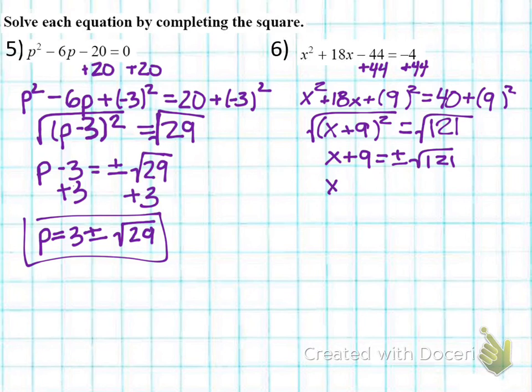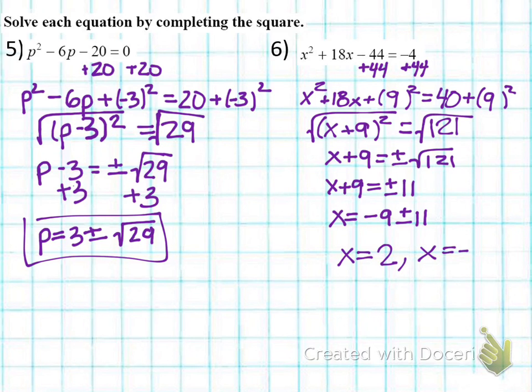Okay, when I subtract 9, before I do that, root 121 is just 11, because 11 squared is 121. So I will write it like this, and then subtract 9, so I get x equals negative 9 plus or minus 11. And doing some work with that, I have negative 9 plus 11, that gives me x equals 2. Negative 9 minus 11 gives me x equals negative 20, excuse me. Okay?